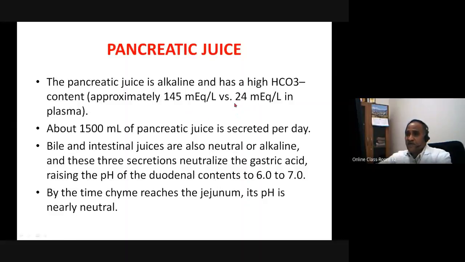the plasma concentration. The bile and intestinal juices are neutral or alkaline, and these secretions neutralize the gastric acid. That is the main purpose, plus providing a suitable environment. By the time the chyme reaches the jejunum, the pH is neutral, so it becomes around 7.